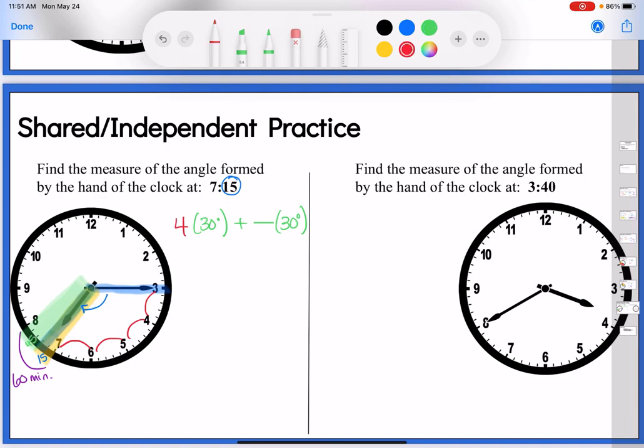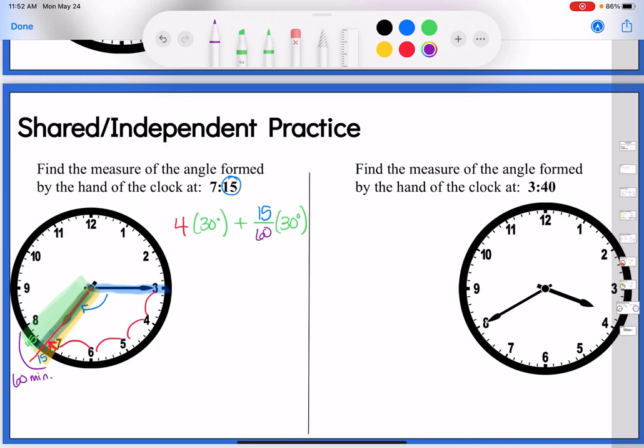This time, I want, here's my hand and my clock, right? I want this amount. That's the part that I need to include in my angle. So this would be the 15 minutes this time out of the 60 total that it takes to go from the 7 to the 8. It's the amount of minutes that have gone past 7 that's included in my angle this time.